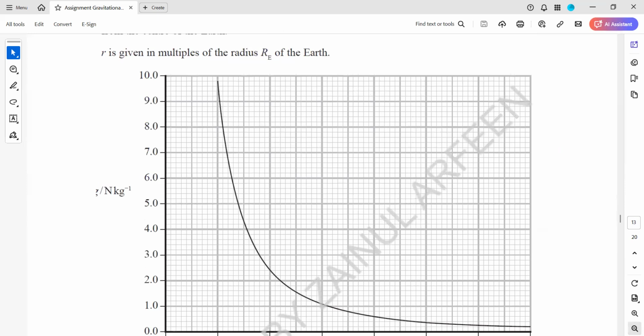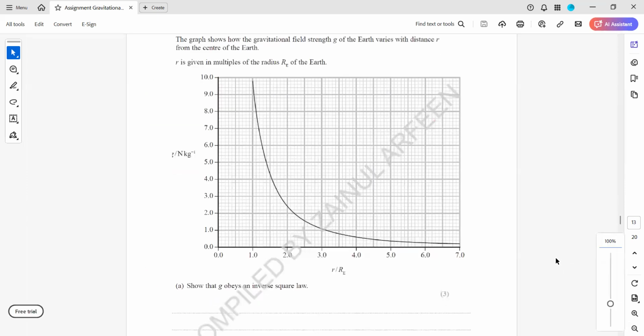What is the meaning of inverse square? If you double the distance, what will happen to the force? The force will decrease by 4. When we take this value, it's 9.8. When we double the distance, this is 2.4.